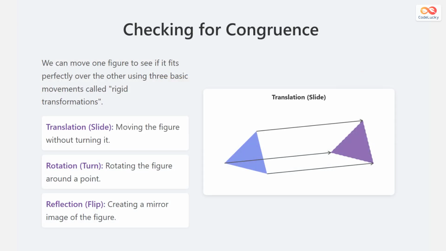How can we be sure two figures are congruent? We can use a set of movements called rigid transformations. These are ways to move a figure without changing its size or shape. You can slide it, which is a translation, turn it, which is a rotation, or flip it, which is a reflection. If you can make one figure land perfectly on another using these moves, they are congruent.